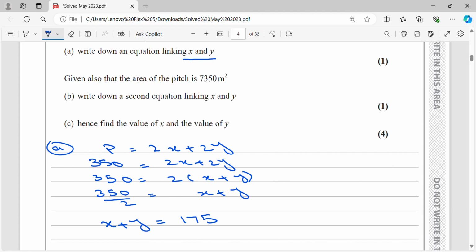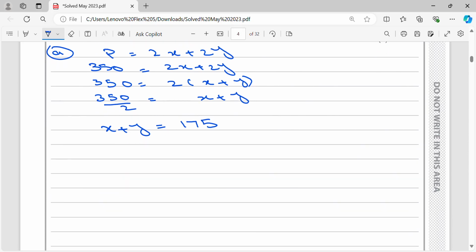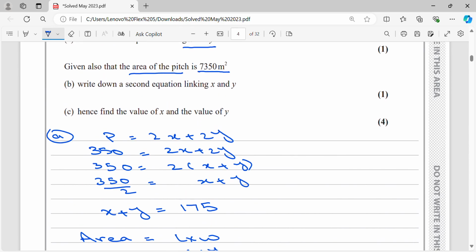The next part says that given also that the area of the pitch is 7,350 meters squared, write down a second equation linking x and y. So definitely area is given. I will use the formula for area of a rectangle. Area of a rectangle is length times width, so x times y, which is xy, and area is given as 7,350. It is given in the question, 7,350 meters squared.